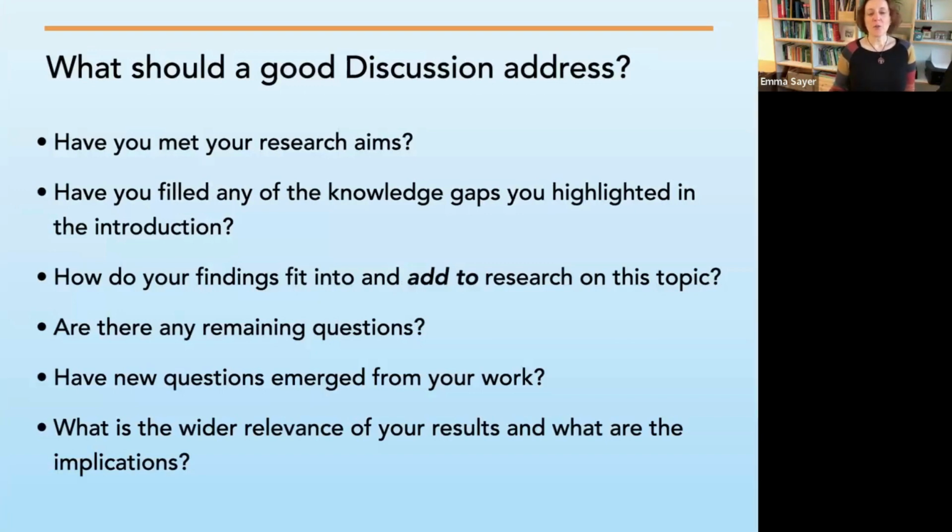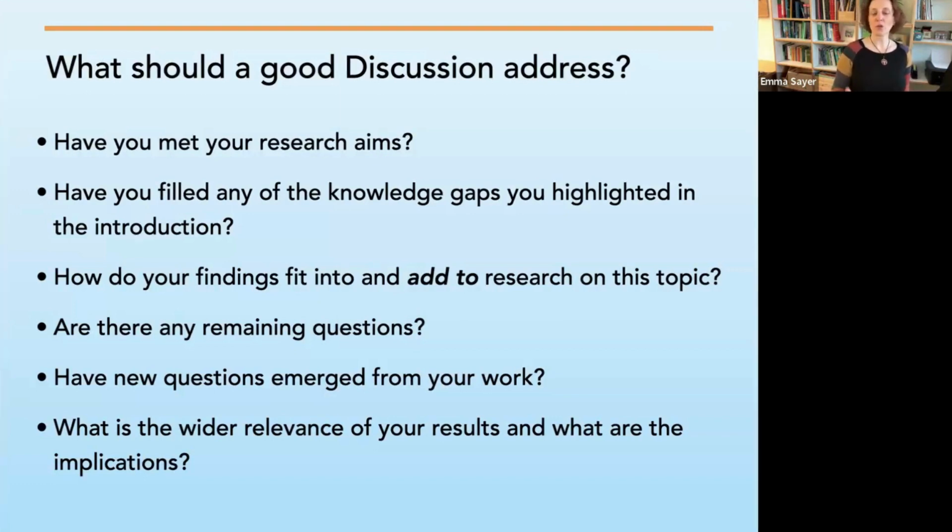Then you should obviously discuss whether you filled any of the knowledge gaps that you highlighted in the introduction, or have you resolved any of the issues? Have you made steps towards resolving them? How do your findings fit into other research on this topic, so into the literature, and how do they add to it? This is also really important.